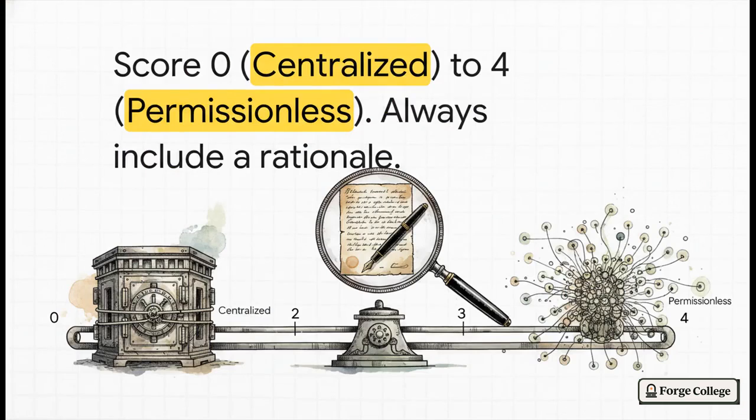I also really need to emphasize Step 4, scoring systematically. You're going to score from 0, being highly centralized, all the way to 4, being fully permissionless. But here is my major warning to you. Do not hide behind a single number summary. In all of our learning programs across Forge College, we strongly value well-reasoned qualitative evidence over simple reductive metrics. Single numbers hide critical trade-offs, so you must always include a rationale paragraph explaining the why behind your score.